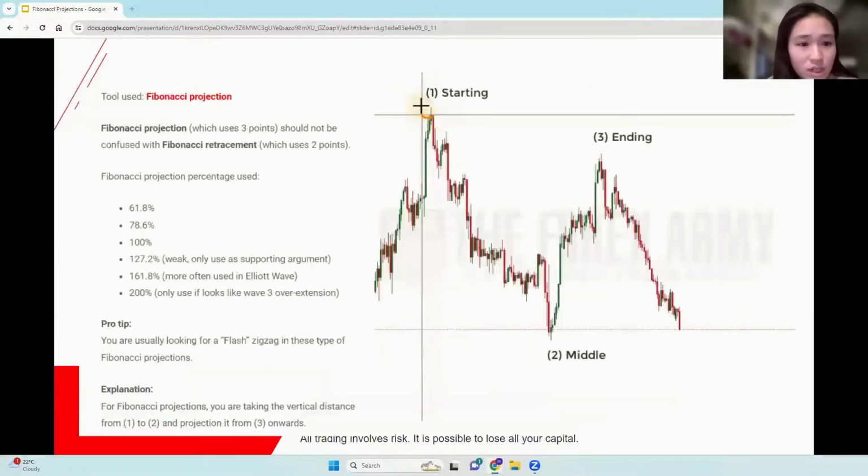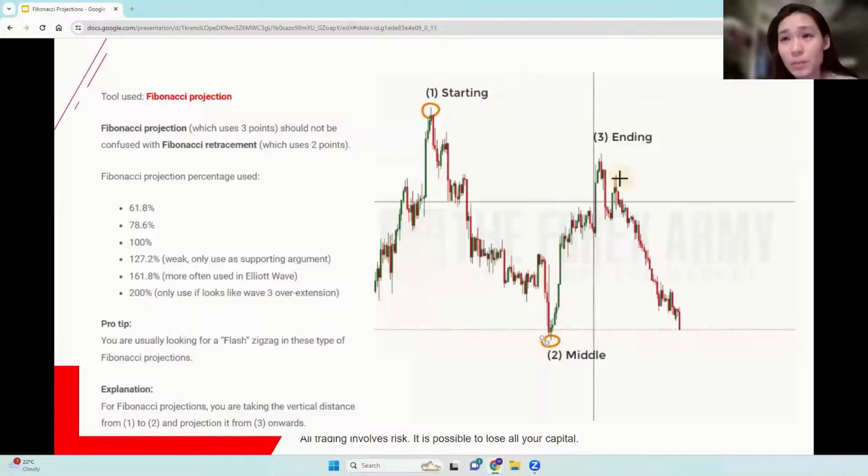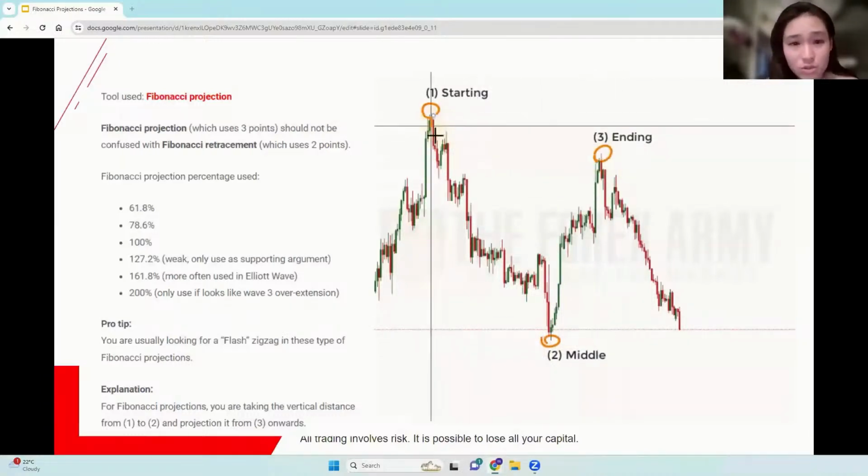Okay, so let's move on to this week's topic, which is the Fibonacci projection tool.